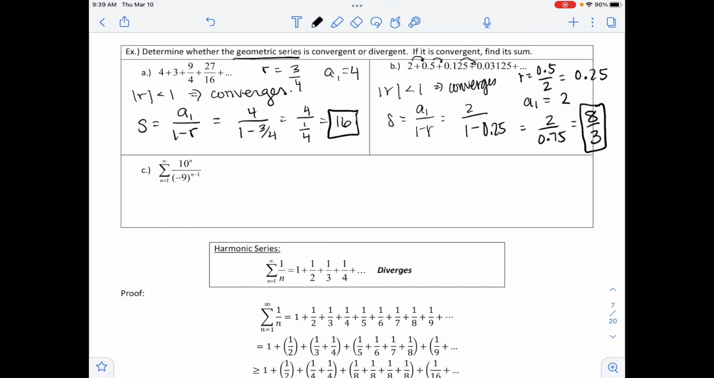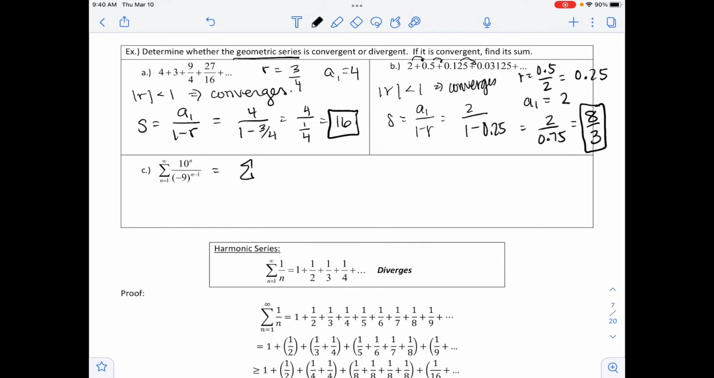Part C is written with sigma notation instead of as a list of numbers. And so we have the sum from n equals 1 to infinity of 10 to the n over negative 9 to the n minus 1. And so I'm going to rewrite this. It's a little difficult to see what r is in this problem. You can write out the list of numbers just like how it looked in A and B and see if you can figure out what r, the common ratio, is by that.